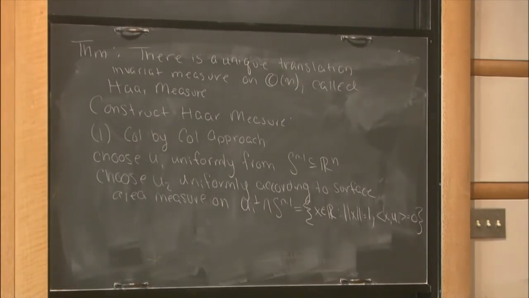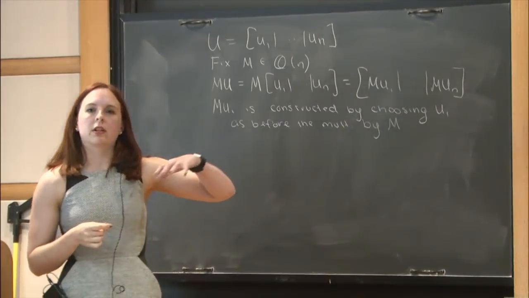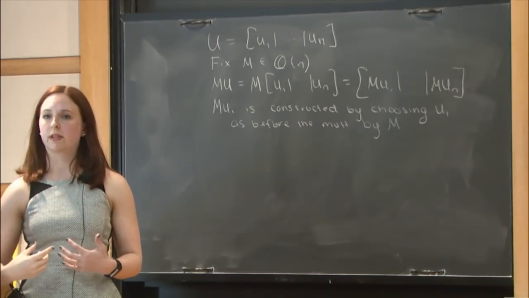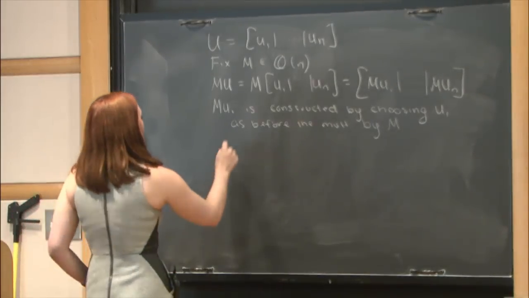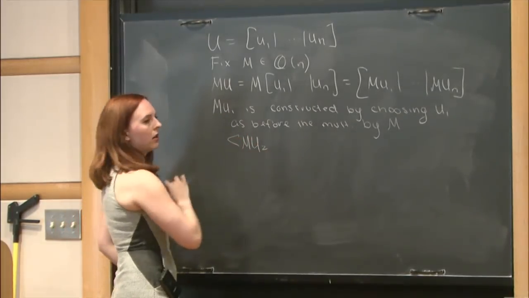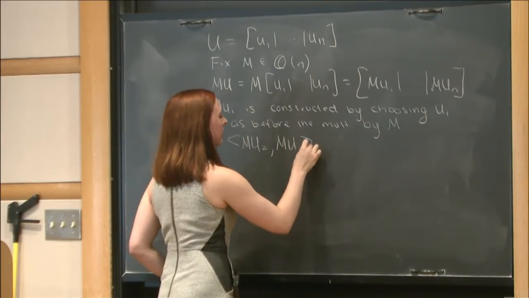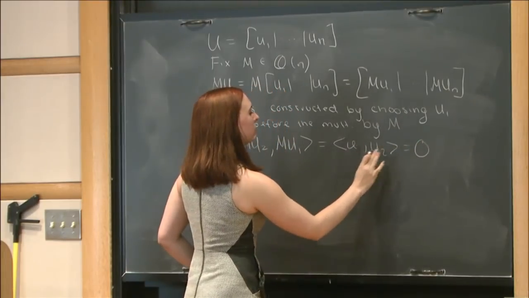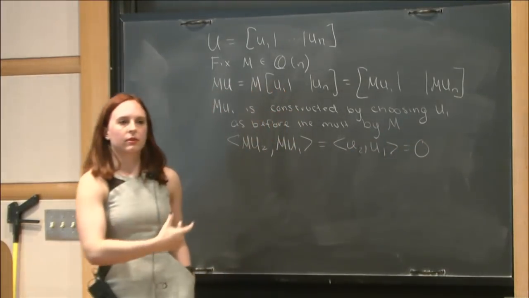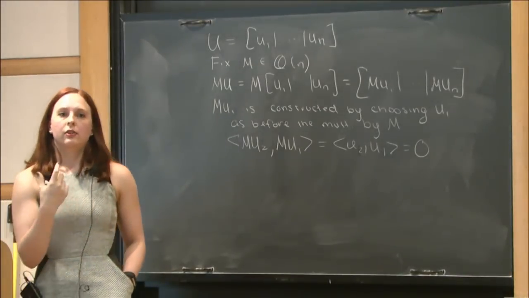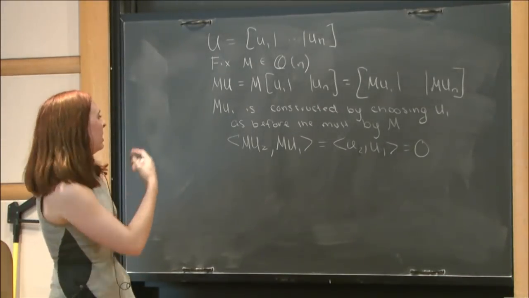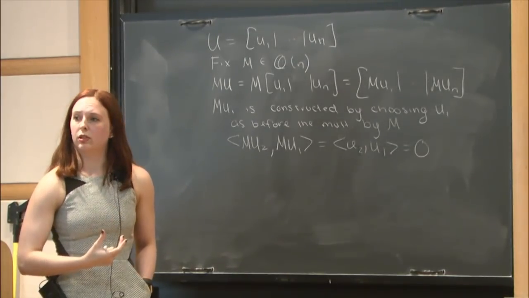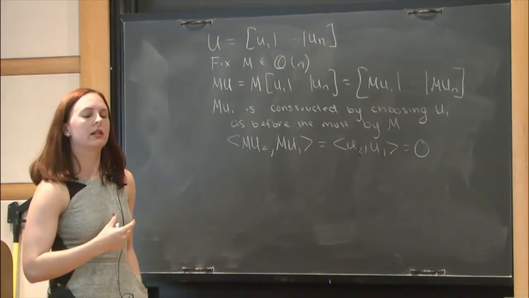Now, by my second fact over here, M is in the orthogonal group, so it acts as a linear isometry. So it's going to preserve surface area measure. And if I look at the inner product of the second column, MU2, with MU1, again, because it's a linear isometry, it's just the inner product of U2 with U1. And that was 0 from the previous construction. So again, the columns are orthogonal. And you can see if I continued this argument, I would again have a matrix with the same distribution. So I have the translation invariance I needed and then the Haar measure.